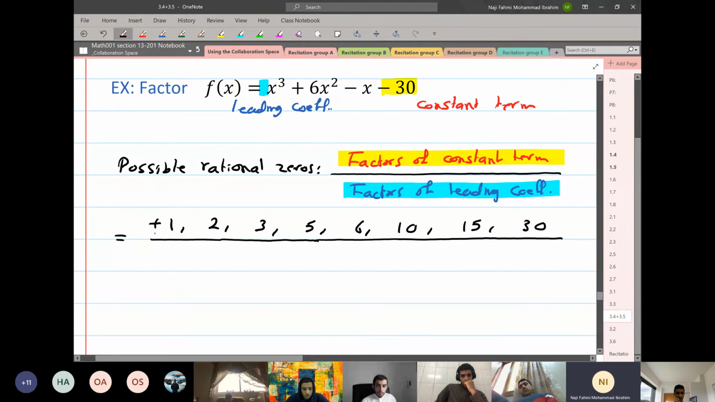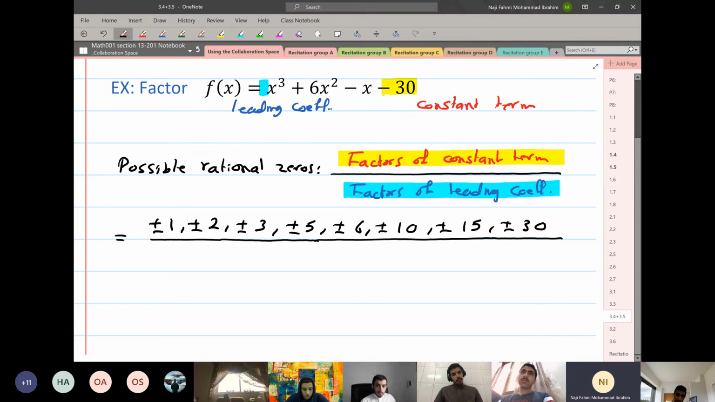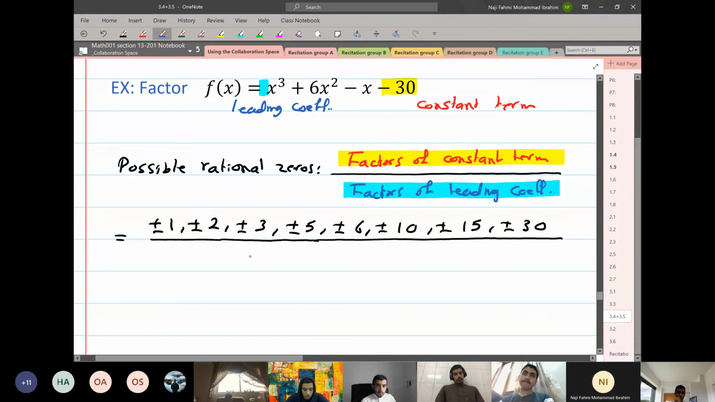What about the negatives? Are their negatives also factors or not? So how many factors of 30 do I have? Count them. How many factors of 30 do we have? 16. Now, what's the leading coefficient in this example? It's 1. Look at the blue shading. So the factors of that are only plus or minus 1.